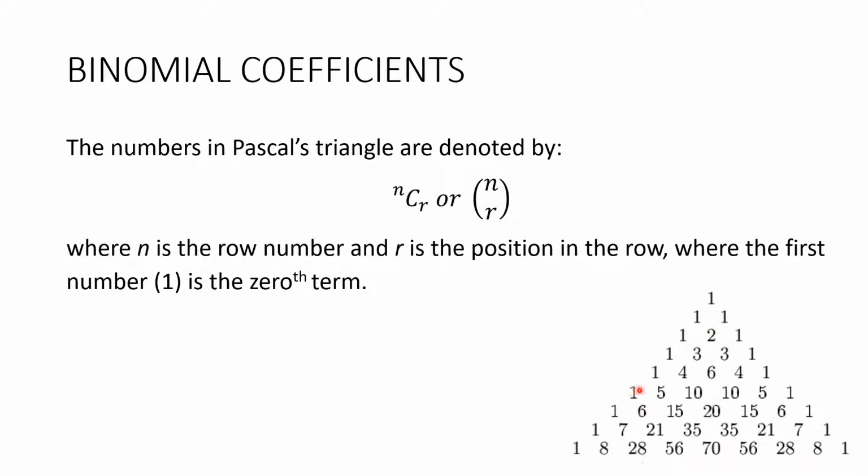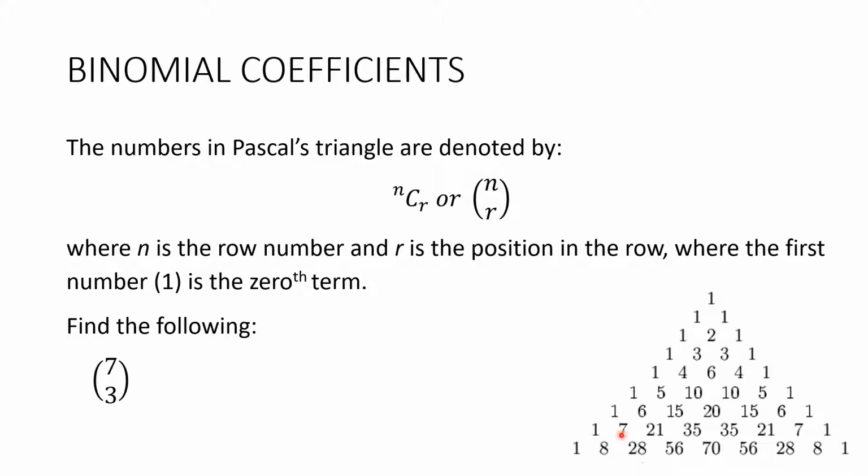This first element is the 0th term. So this is the fourth row, and the 0th term, the first term, the second term, the third term, the fourth term. So that can be really confusing. So let's find the following.